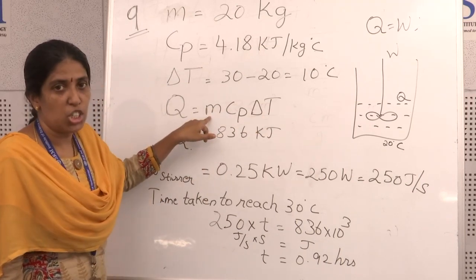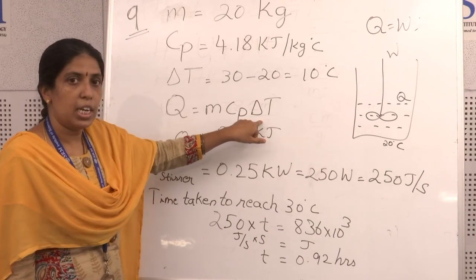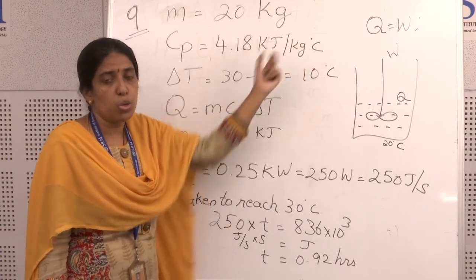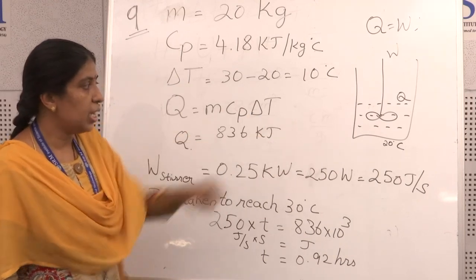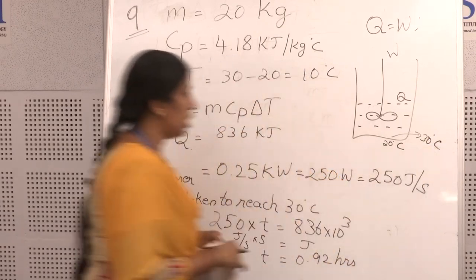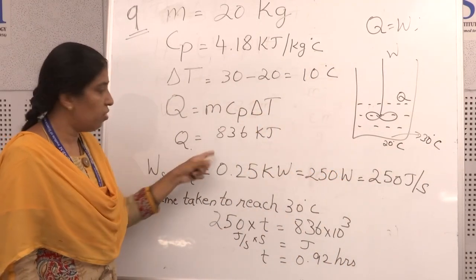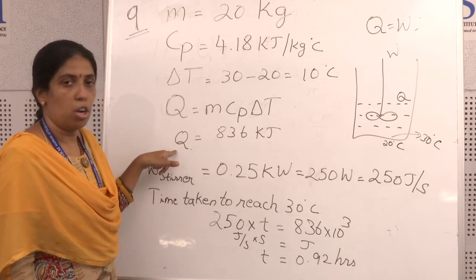So M is 20 kg, given in the question. Cp is also supplied in the question. Delta T, you can put in degree Celsius because the units have to get cancelled. So substitute in degree Celsius, which is 20 degrees increased to 30 degrees. So the delta T will be 10 degree Celsius. So multiply and you will find the answer as 836 kilojoules of heat evolved.